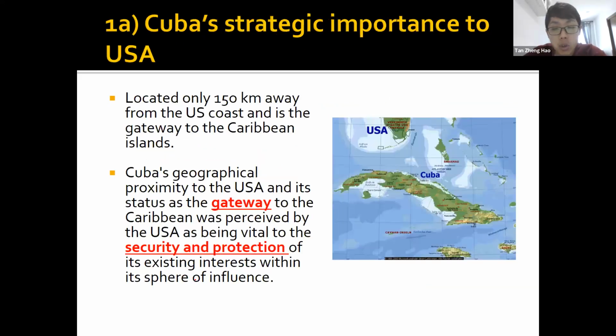So Cuba is very near to the US, and for the US, it was considered very vital to its security. What happens in Cuba is very important for its security. If Cuba becomes an enemy, they can maybe attack the US very easily. So the US wanted Cuba to remain within its sphere of influence. That means the US wants to control Cuba, or at least control what is happening in Cuba, to make sure that whatever Cuba does is not against the interests of the US.